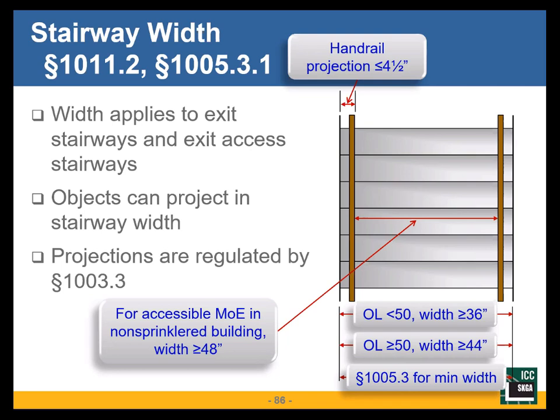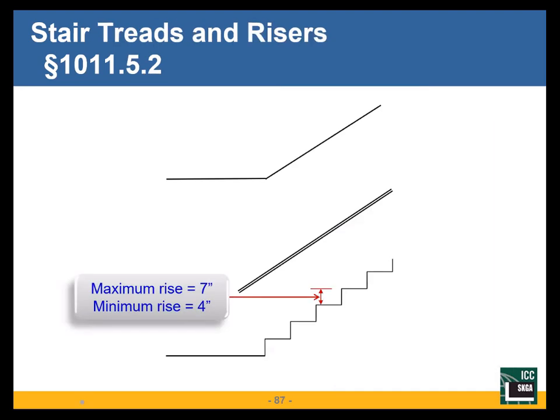Then I need 48 inches between handrails. It exceeds both of these, but I need 48 inches between handrails. Or I put sprinklers in the building. Either way. Maximum rise, 7 inches maximum, minimum 4 inches. The run, the tread, minimum 11 inches. That's where we get the 7-11. This is commercial application. In residential application, the numbers are different. Commercial application, 7 and 11.